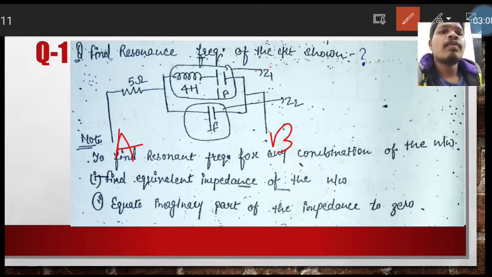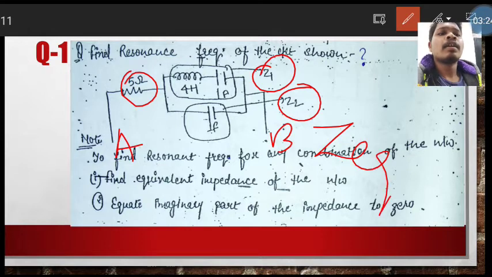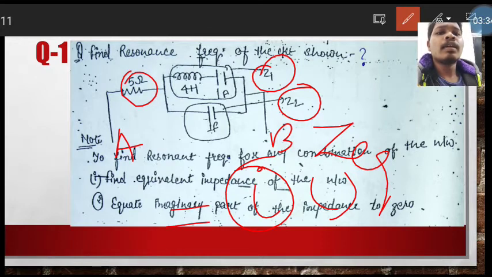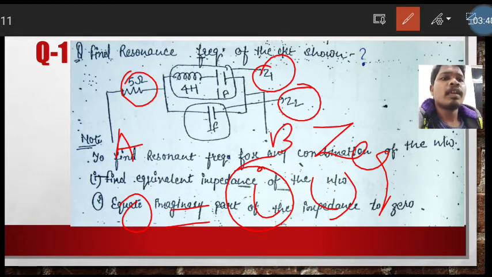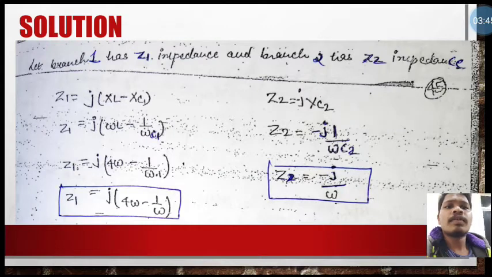See, this Z1 impedance and Z2 impedance are connected in parallel. So take the parallel connection of both Z1 and Z2 and then connect it in series with the 5 ohm resistance. Then after calculating this Z equivalent, we need to separate the imaginary part, that is j, and the real part. In the imaginary part, we equate the imaginary part of the impedance to 0. Then only can we find the resonance frequency. So let's see the solution.